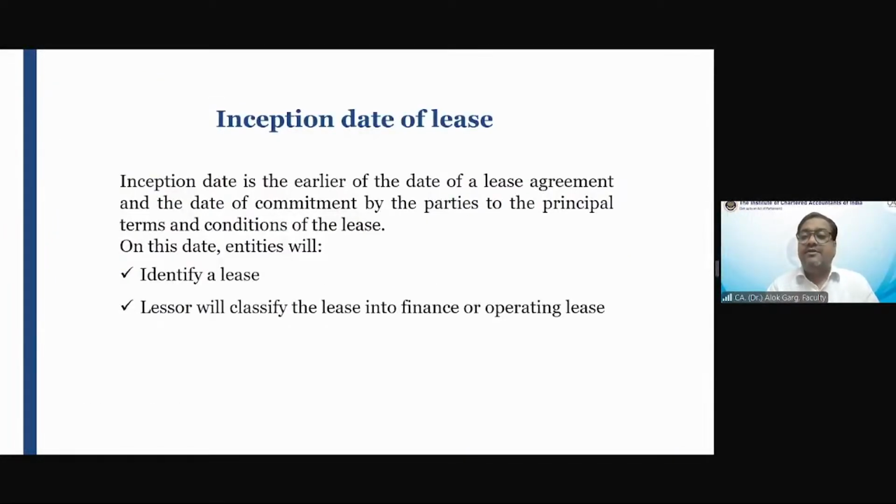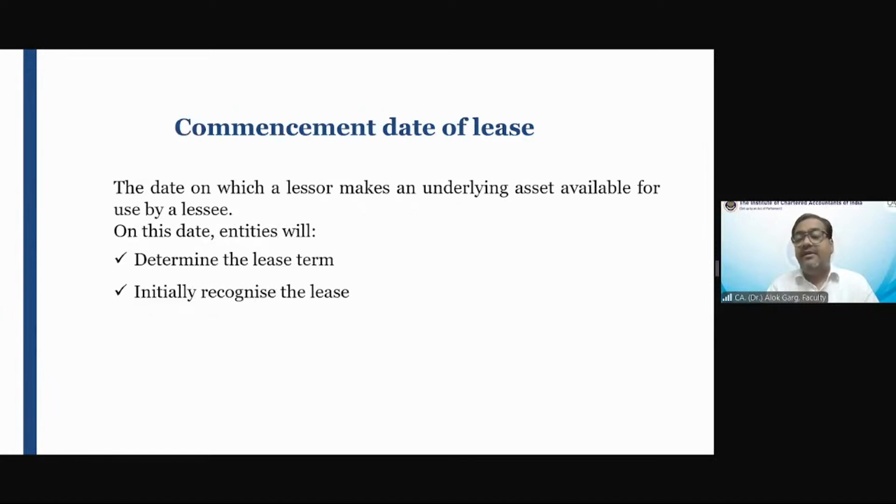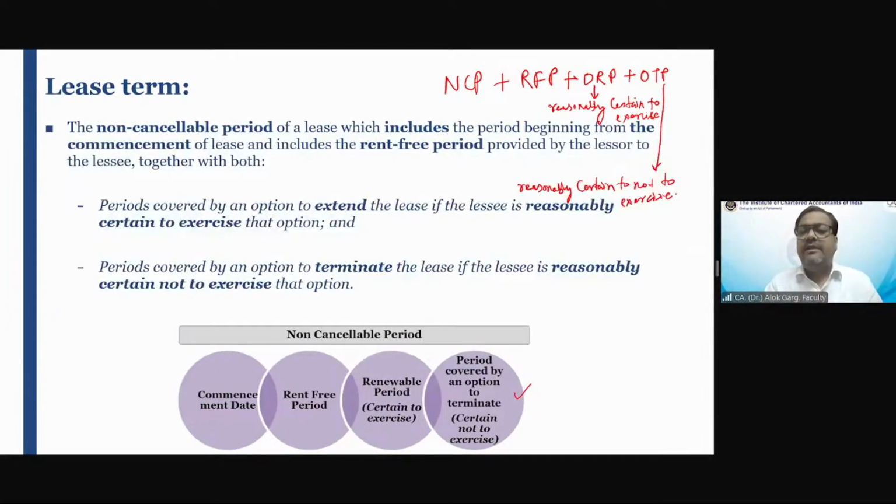Then we discussed the concept of inception date of the lease. Inception date of the lease is the date on which the principal terms and conditions are agreed or agreements have been entered. Then commencement date of the lease is the date when the physical possession or the transfer of the asset has happened. And friends, commencement date of the lease is an important date on which the accounting is going to be started, right? On which you are required to compute right of use asset and lease liability, and you are required to recognize that.